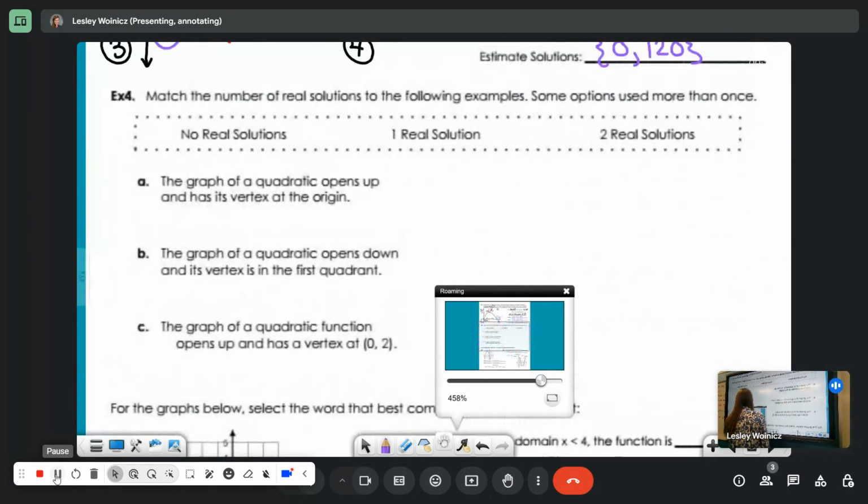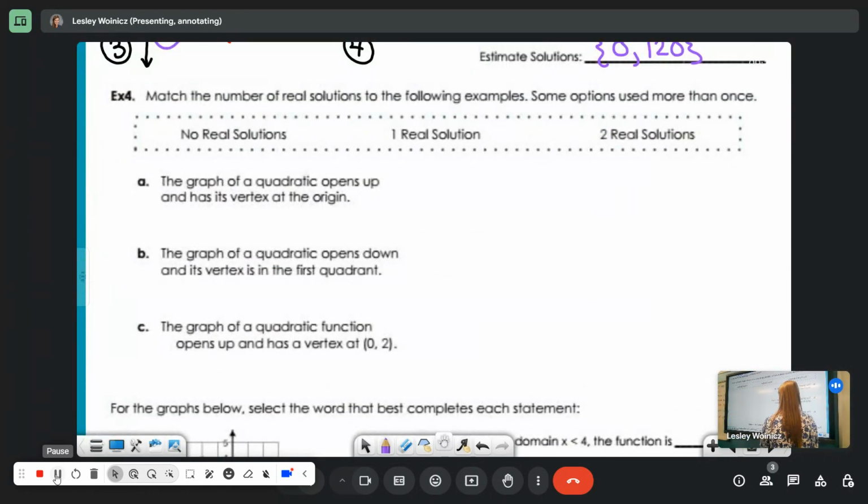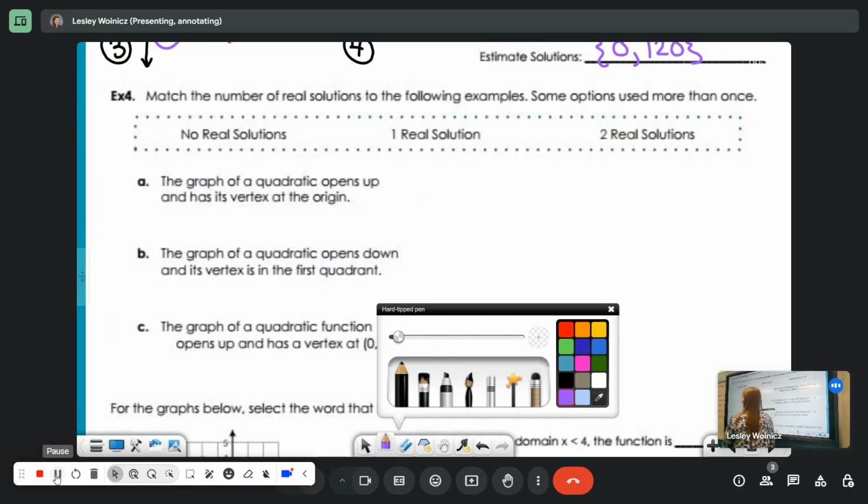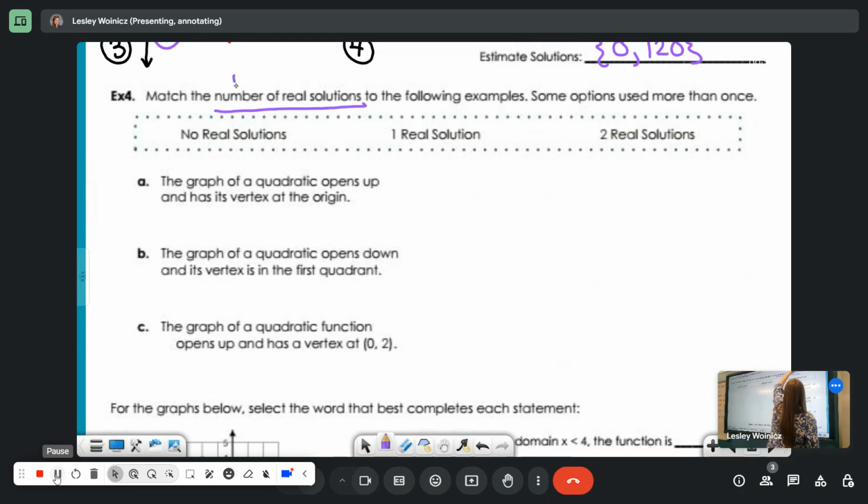So now we have to match the number of real solutions. Okay, so do you guys see that the solutions just correspond to the number of times that our graph is hitting the x-axis? Because we get our solutions from the x-intercepts, right? So number of x-intercepts equals number of real solutions. Okay. Write this down.